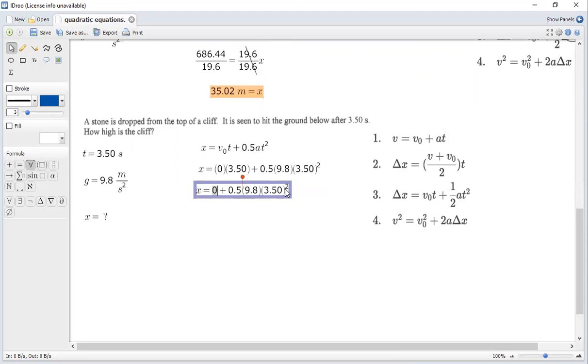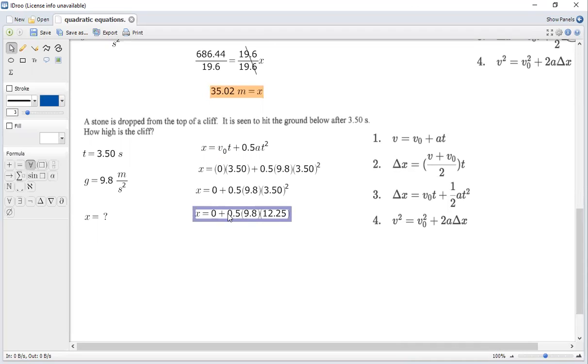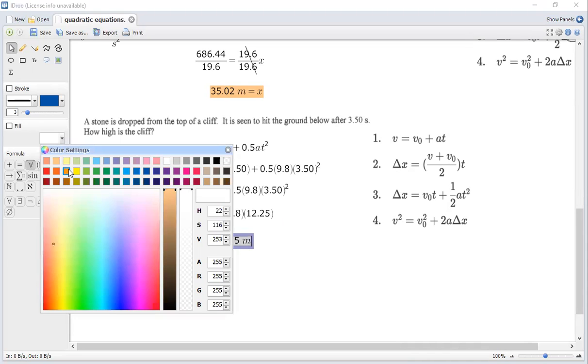Now, 3.50 to the second, what is it? 12.25. Okay. Now, solve this one, 0.5 times 9.8 times 12.25, please. 60.025. And this is given in meters, seconds, or what units? Meters. And that's all, look.